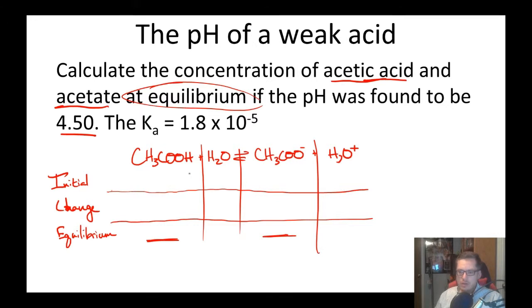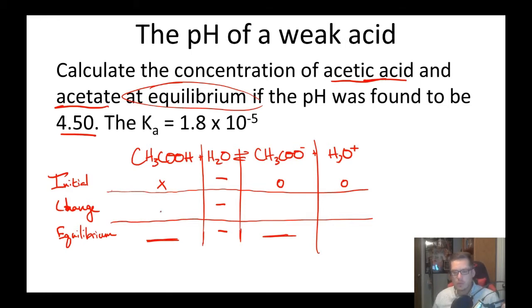Now, when we started, we're going to start with some amount of acetic acid. We're not quite sure what that is right now. They didn't tell us, so we're going to put an X in. The water part doesn't matter because it's a liquid. It doesn't affect our equilibrium and doesn't go in our expression, so we're just going to draw lines through that. When we first started, we have 0 acetate and 0 hydronium, so we'll put zeros in for those.